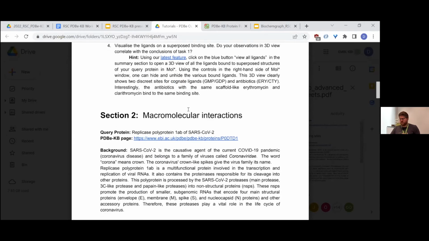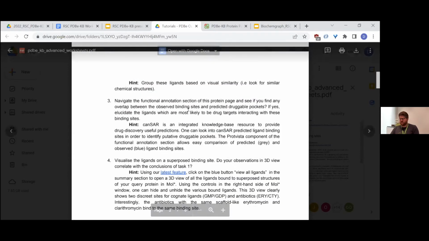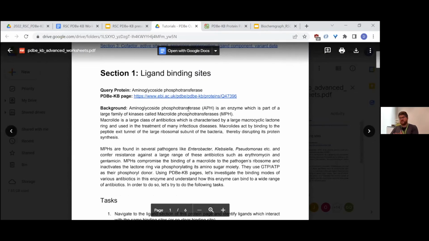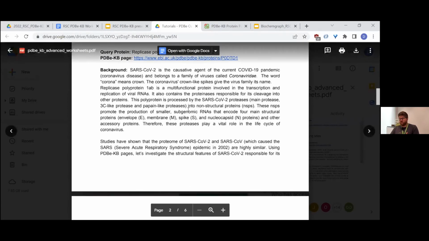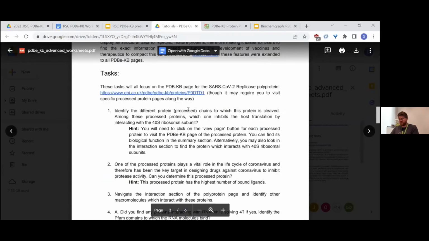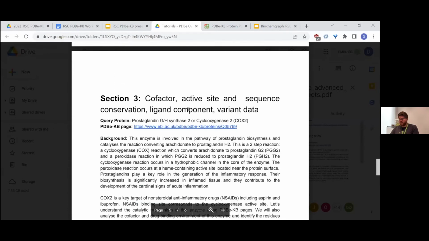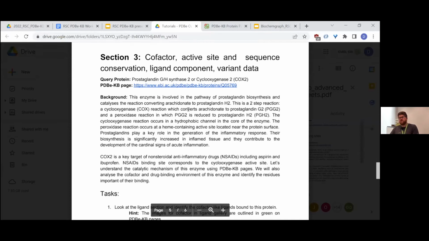So yeah, I won't go too much through the other sections. I think obviously for chemistry related things, the ligand binding sites section is probably the most interesting, but we also have one on the macromolecular interactions as well, and another one which is based on some of the additional functional annotation on cofactors, active sites and things like that, and how you can get more information from that, using in this case the example of COX-2 and the inflammatory response, which is obviously a key drug target for preventing the inflammatory response.